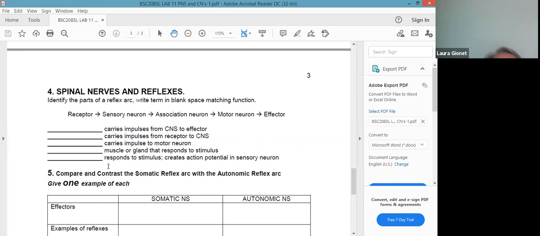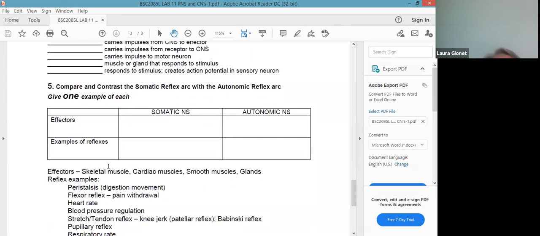All right, so we're going to apply that to the other models as well. All right, number 5, compare and contrast the somatic reflex arc with the autonomic reflex arc and give one example of each. But we have multiple examples. We're just going to kind of fill in this chart.